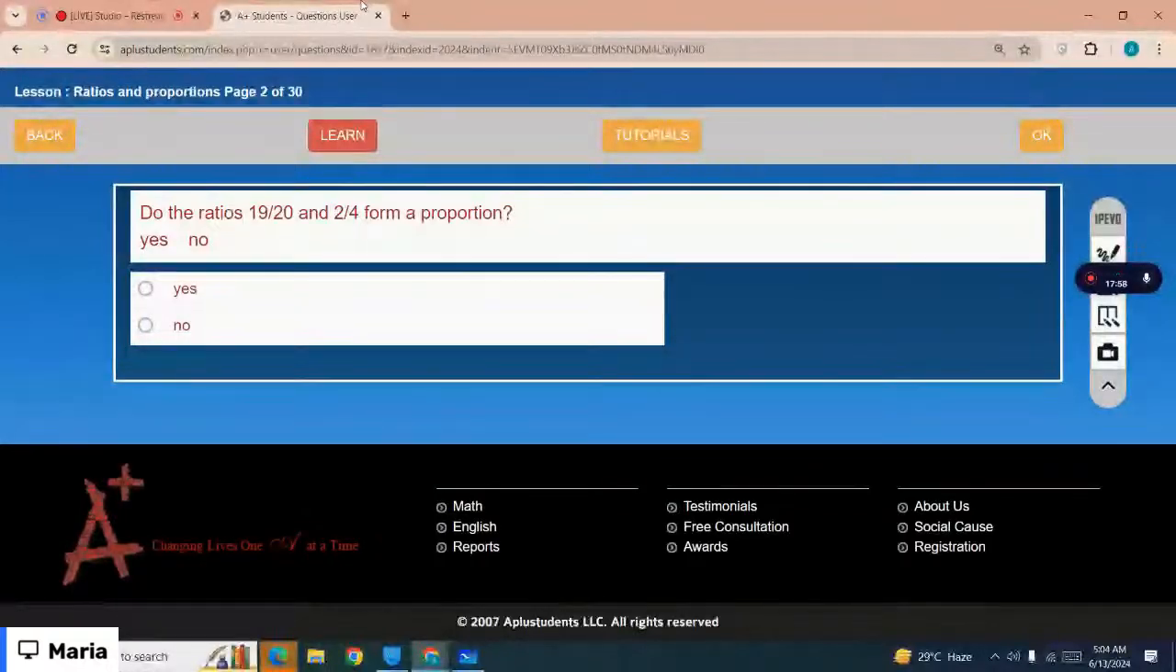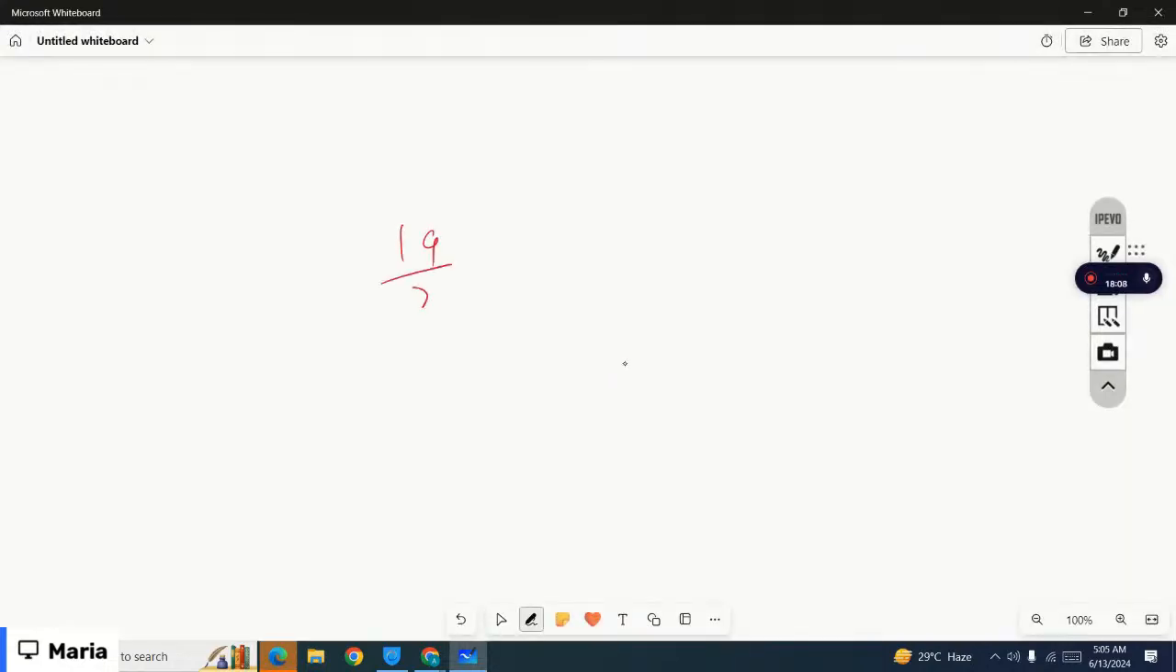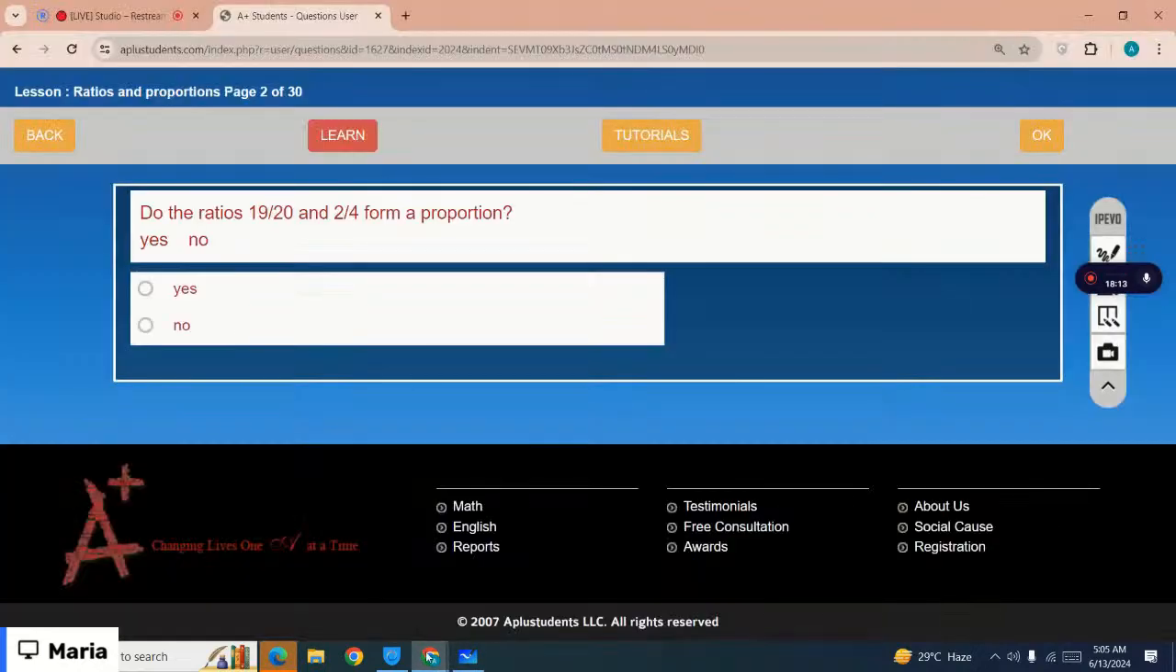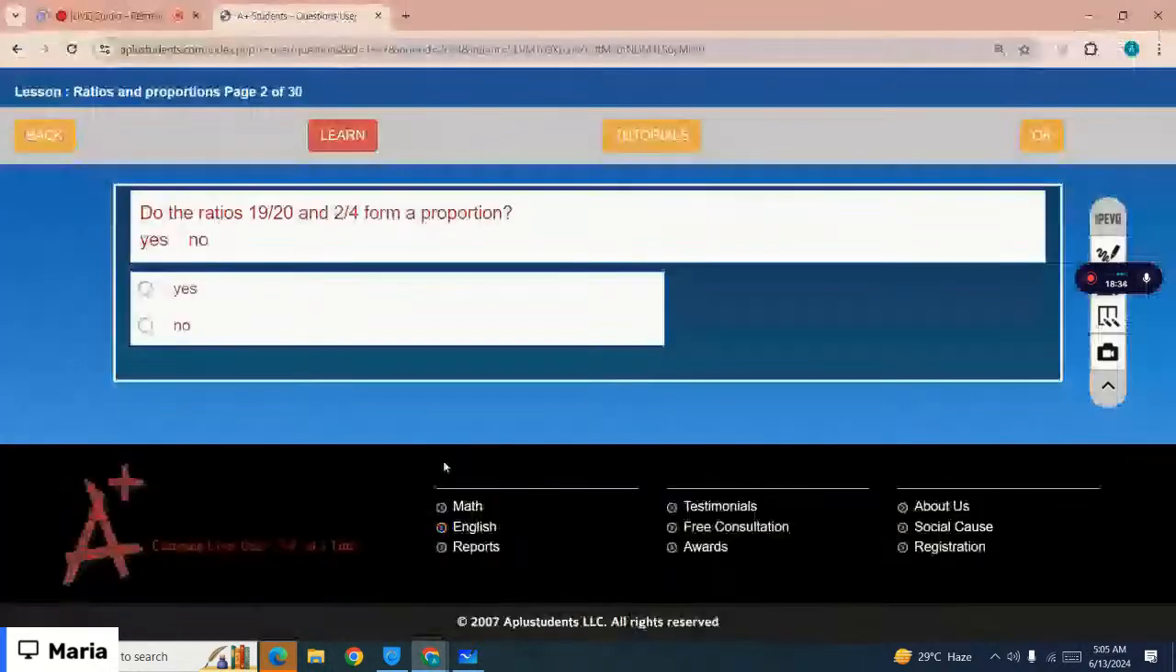Do 19 by 20 and 2 by 4 form a proportion? Let's just see 19 by 20 and 2 by 4. Let's make the denominator common. Here you have 20. Just multiply this fraction by 5. 5 times 2 is 10 and 5 times 4 is 20. 19 over 20 and 10 over 20, they are not equal. So that means no, they do not form a proportion. The correct option is no.